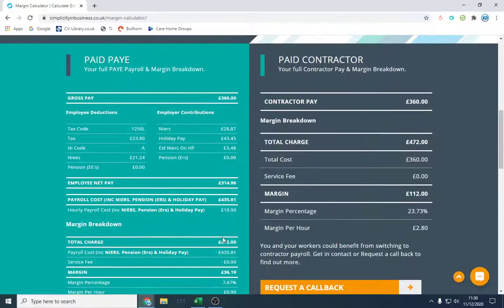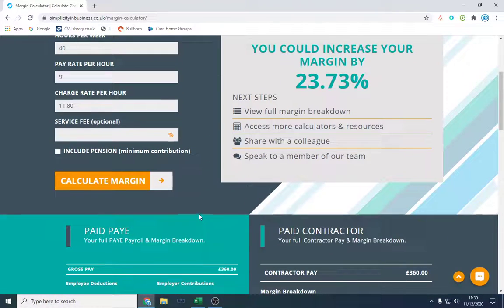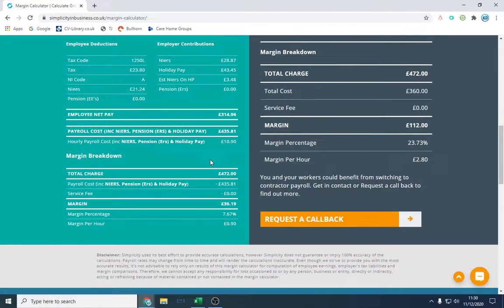This doesn't work out, I think it works out your margin per hour. If there's a service fee charged, you can obviously do that. You might charge 3 or 4% with that. So yeah, that's pretty much how you'd work it out.